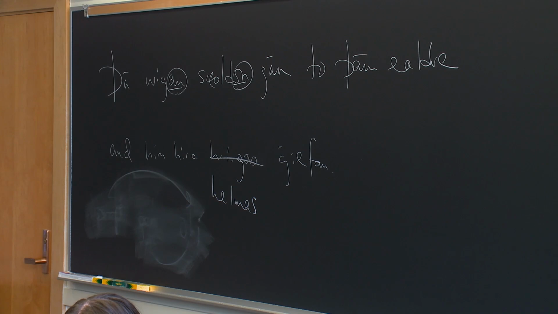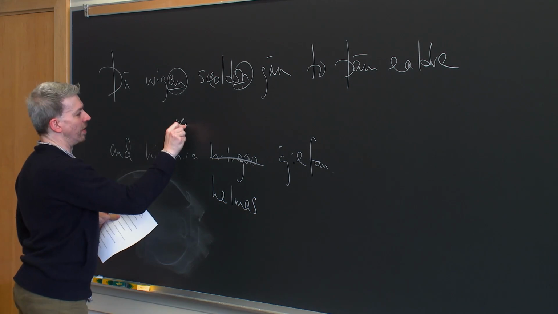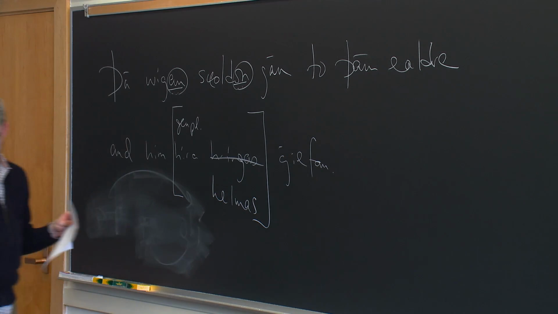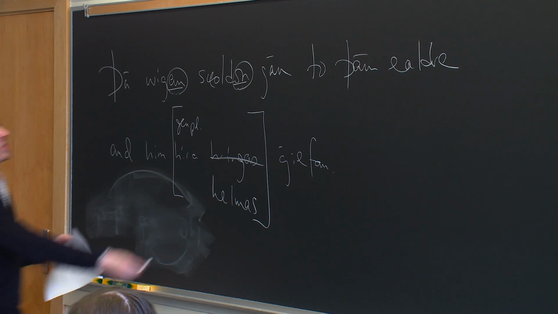And then "on him hira helmas gefon." So the "him" I assumed was "ealdre" because the "hira" was, I think, genitive plural. Good. So "hira helmas," I figured that was like helmets. So that "hira" probably went with "wigan" because that's the only other plural thing in there. Good, excellent. Because this is singular.